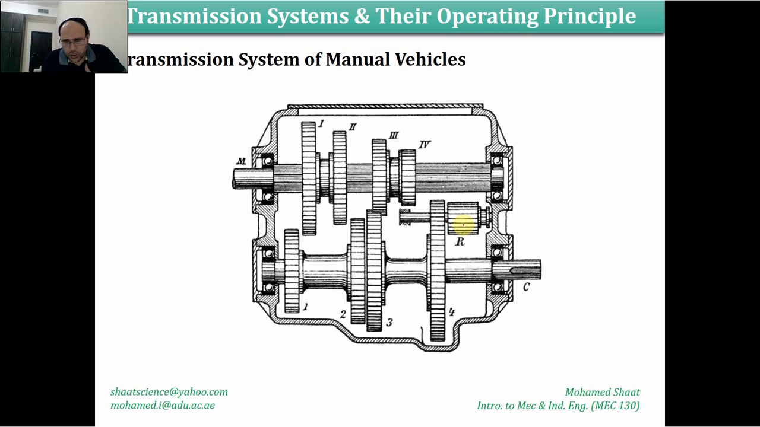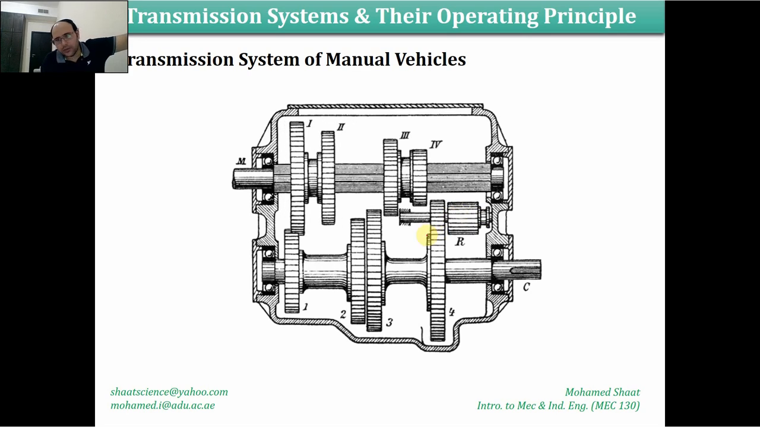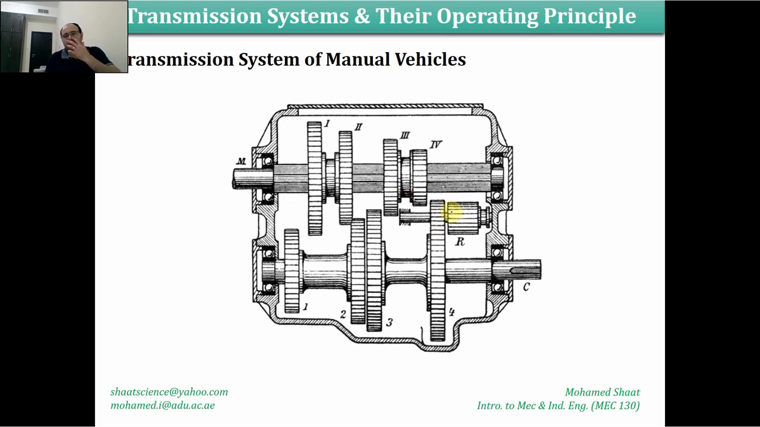And then if you slide this R to the right, you're already giving the reverse gear. So this is the reverse, this is the R, and this is the other four speed. So this gearbox or transmission gives us four speed and one reverse motion.